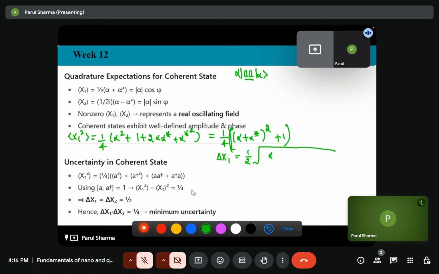Substitute the values: (alpha plus alpha star) whole square plus 1 minus x1 square, that is (alpha plus alpha star) square, that will give you 1 by 2. So it means delta x1 times delta x2 is equal to 1 by 4. This proves that the coherent state is the minimum uncertainty state, and the uncertainty product of the two operators is 1 by 4, and it's the minimum uncertainty.